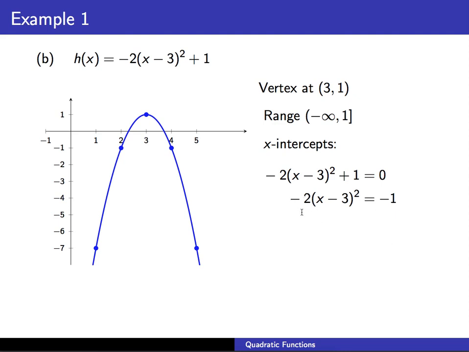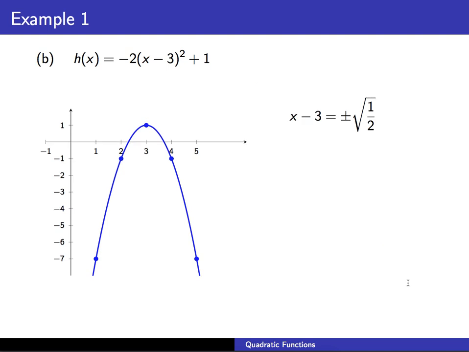Then divide both sides by negative 2. We get (x minus 3) squared equals a half. Take the square root of both sides. We get x minus 3 is plus or minus the square root of a half, which, if we break that down, is plus or minus the square root of 1, which is 1, over the square root of 2. And then if we rationalize 1 over the square root of 2 by multiplying the numerator and denominator by the square root of 2, we get plus or minus the square root of 2 over 2.